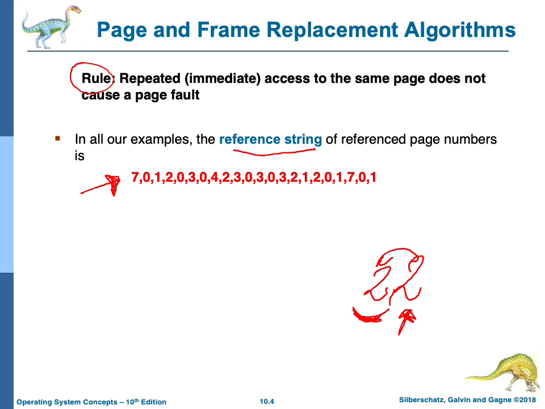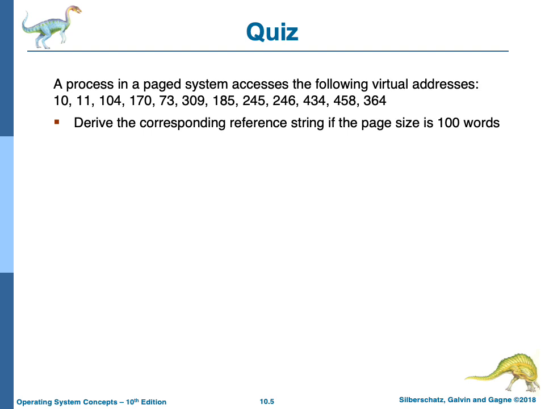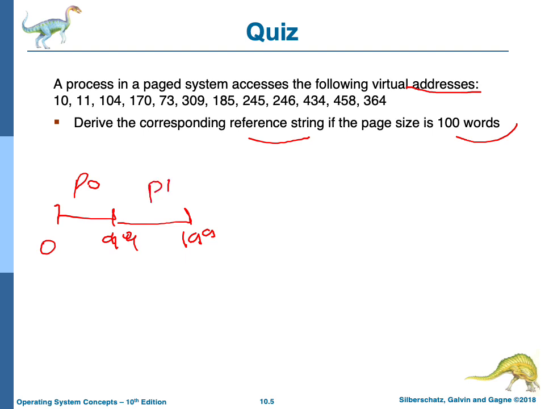And to understand the concept of a reference string, this is an example of how to generate a reference string from the addresses that a process is trying to access. If we assume that the page size is 100 words, that means from 0 to 99 is page 0, and from 100 to 199 is page 1, and so on.